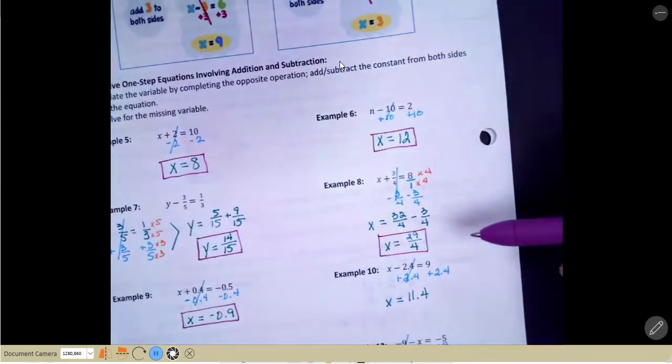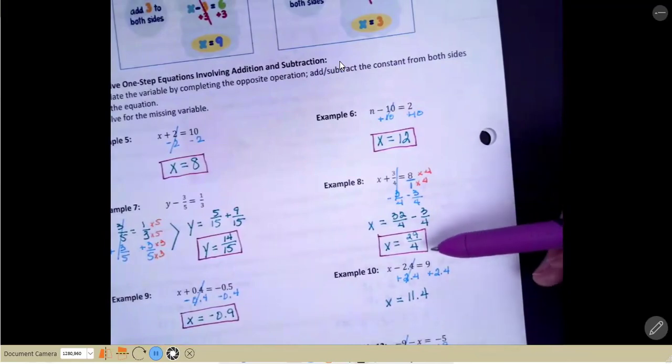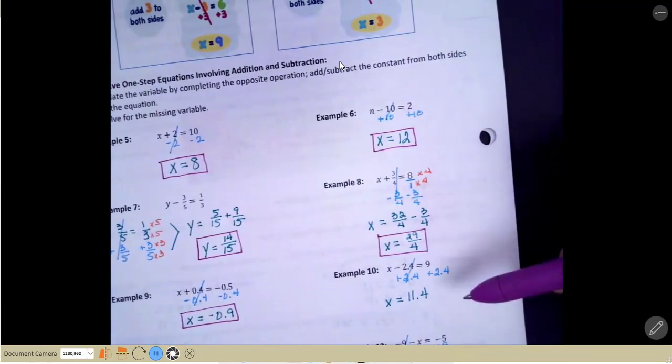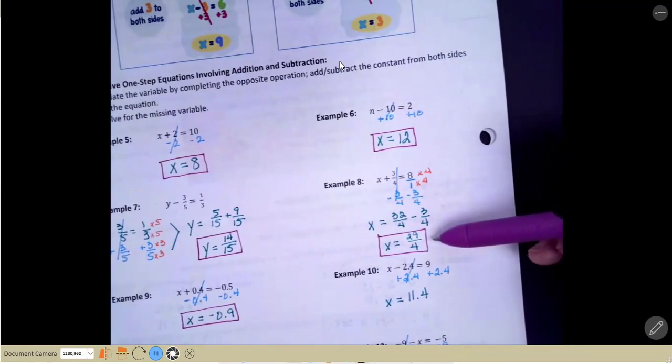Please leave your fractions improper. So if you put 7 and 1/4, it's the same as 29 over 4. But if you could get in the habit of leaving just regular number problems as fractions, please do that.